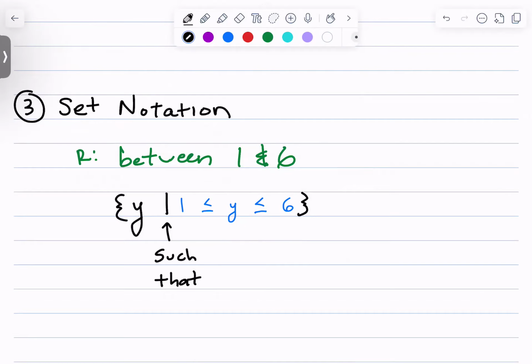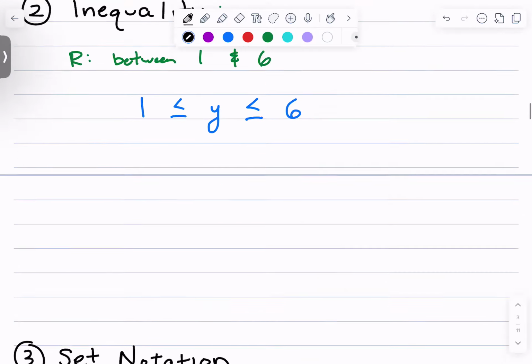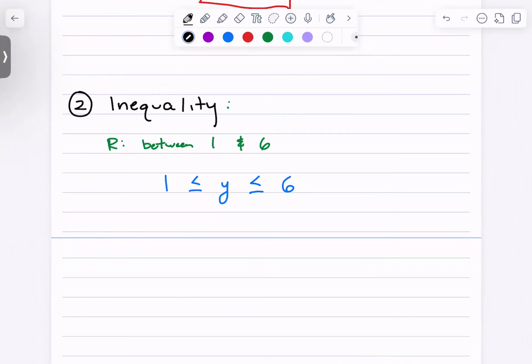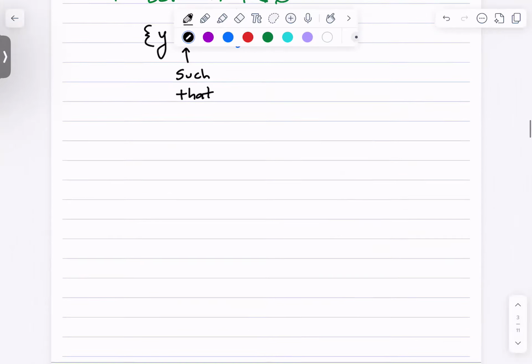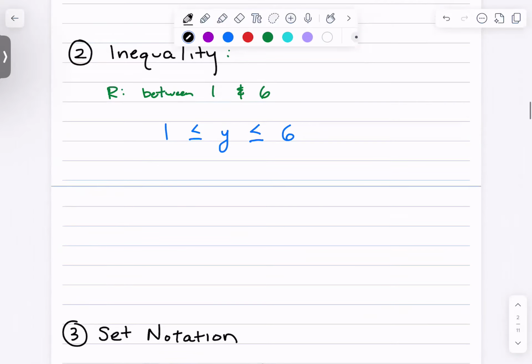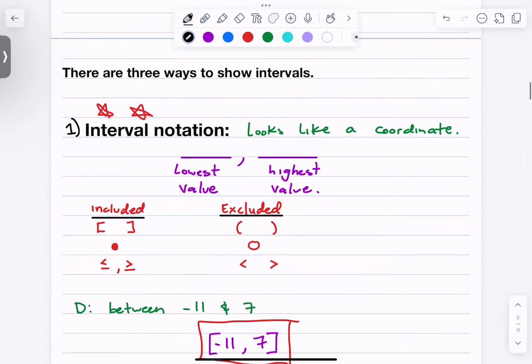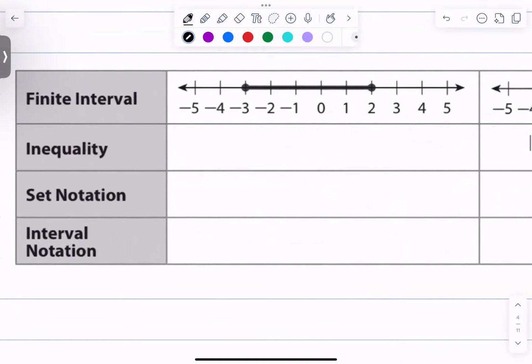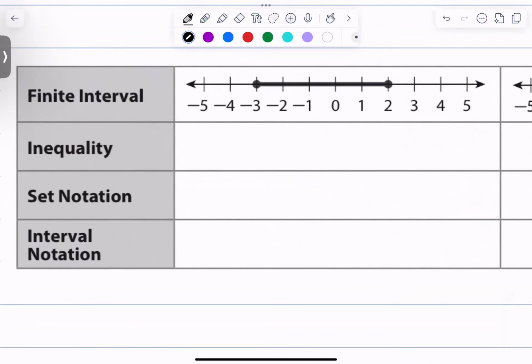That's my third way. So I have all three ways: the inequality, set notation, and interval notation. So now let's practice. Here I have a finite interval. Finite interval just means I know the two endpoints. I know this value is going to be between -3 and 2. So how do I write that in terms of an inequality?